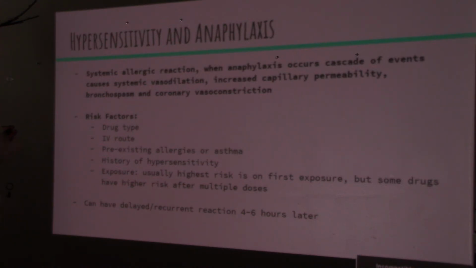So hypersensitivity and anaphylaxis. This is a systemic allergic reaction. When anaphylaxis occurs, a cascade of events causes vasodilation, increased capillary permeability, bronchospasm, and coronary vasoconstriction. Risk factors, definitely, a brand new chemotherapy, but it depends on the medicine. Some you can also have a delayed reaction after multiple doses. Like carboplatin, the highest risk to react to that med is at the 7th or 8th dose. So not something you might be expecting unless you had looked that up in advance. So it's an important thing to know about the medicines you're giving.